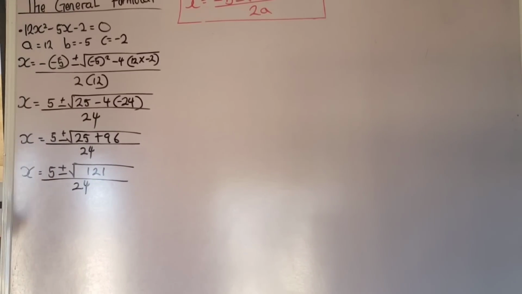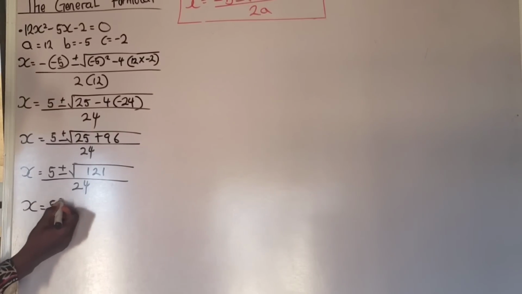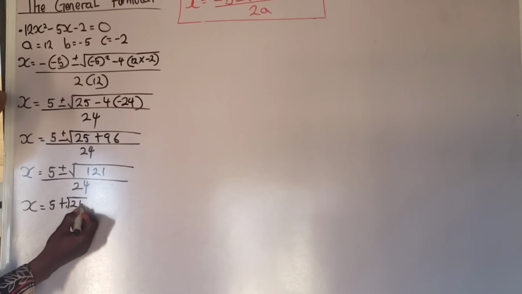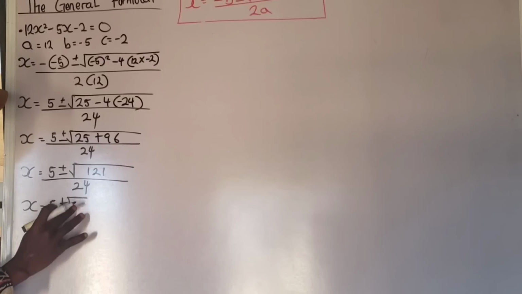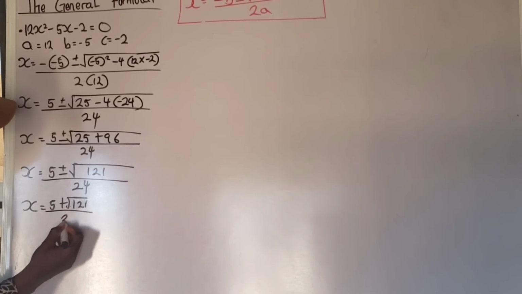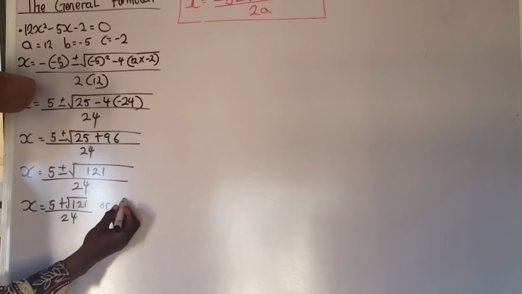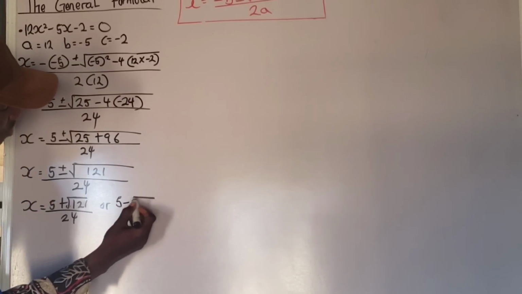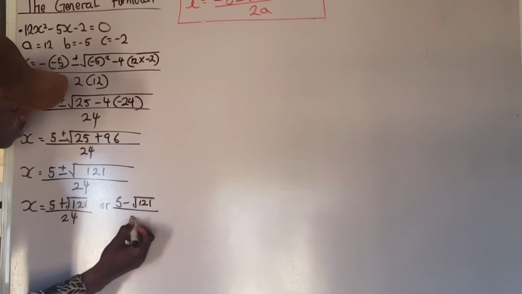So the next step is that I'm going to split this sign. I'm going to separate the signs. Here I'm going to have x equals 5 plus the square root of 121 all over 24, or 5 minus the square root of 121 all over 24.